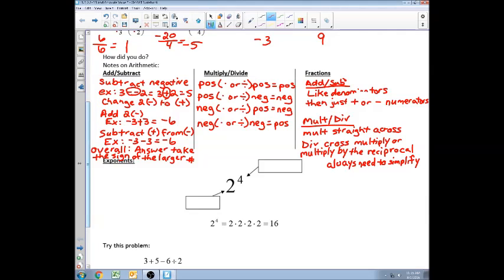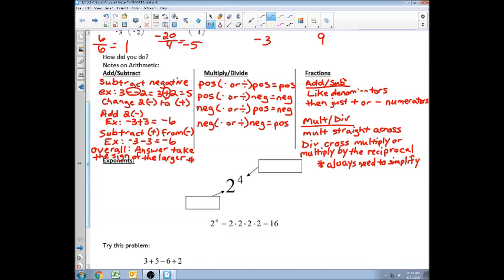If there are any questions over that first warm-up or any of the add, subtract, multiply, divide, or fraction sections, please make sure when the video is done you ask, okay? Next thing we're going to look at is exponents.